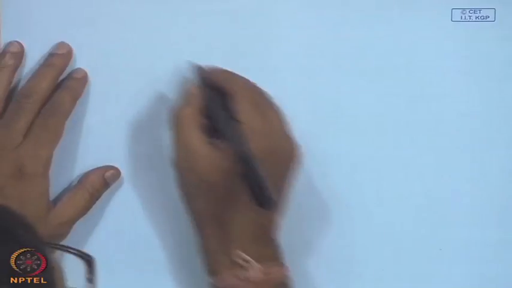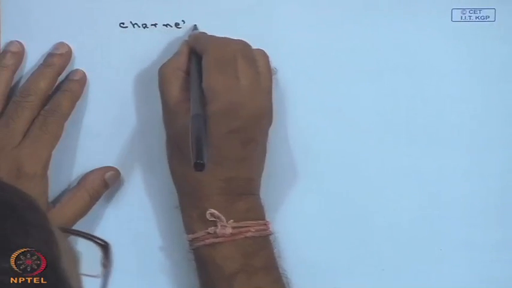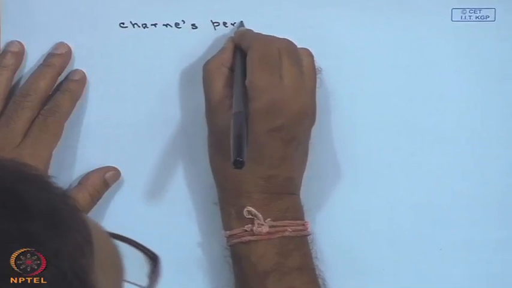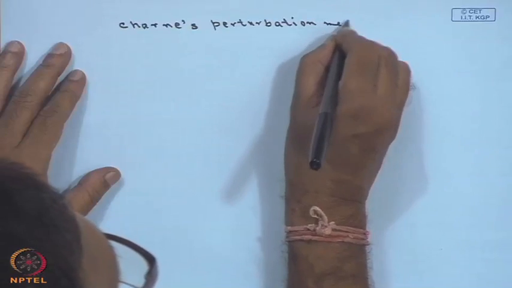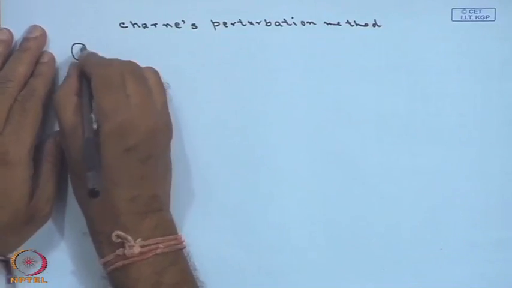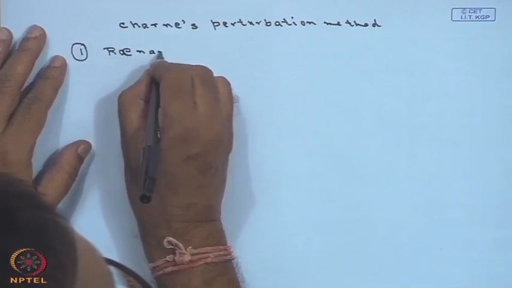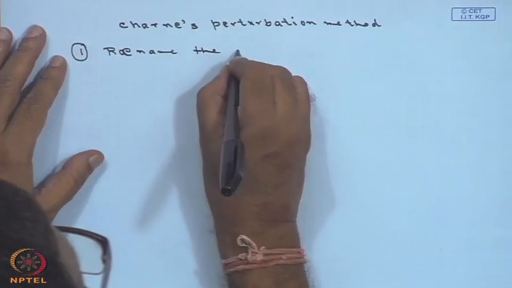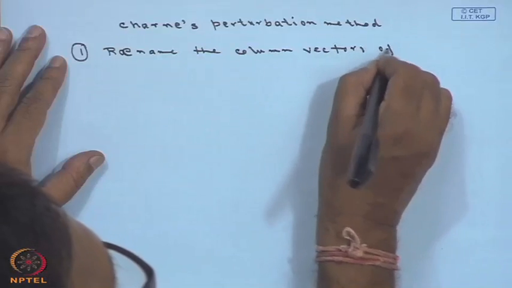So, whenever there is a tie, how to break the tie? That means, which one should be the departing vector. Various methods are available. I will use only one, the perturbation method. When there is a tie, what do you do? Rename the column vectors of A.